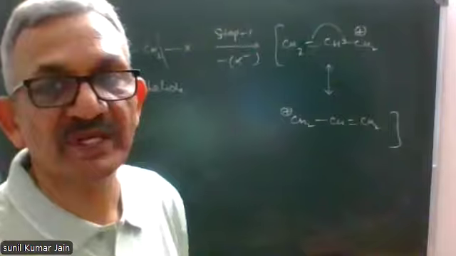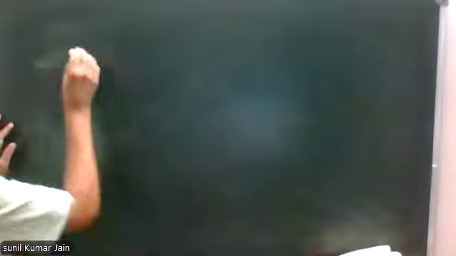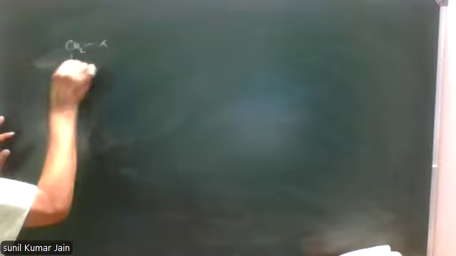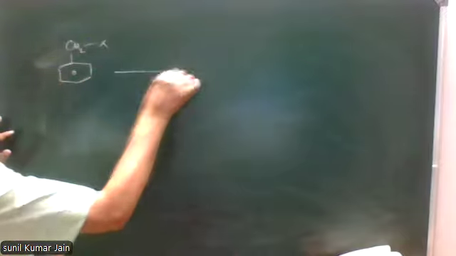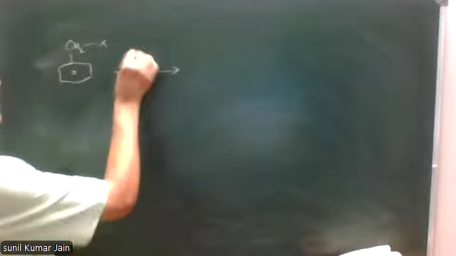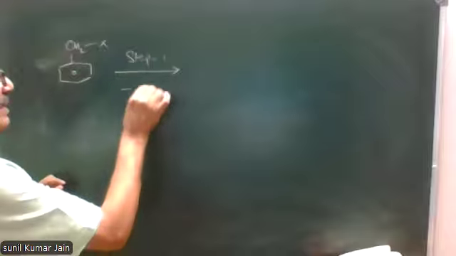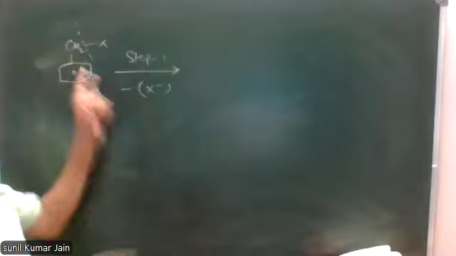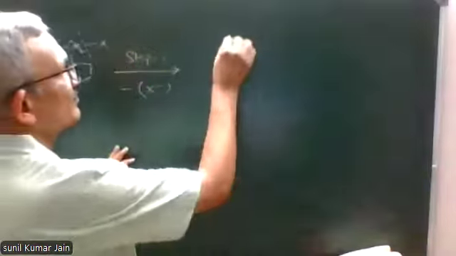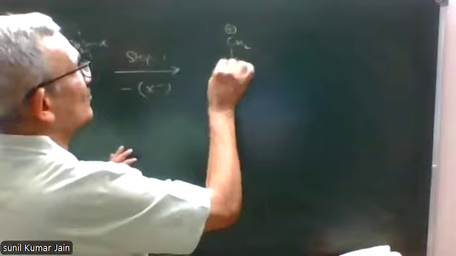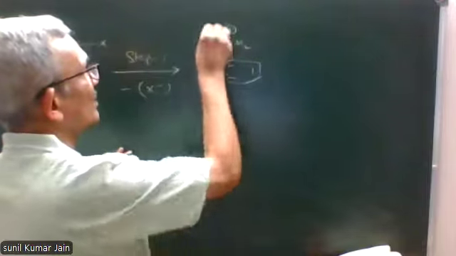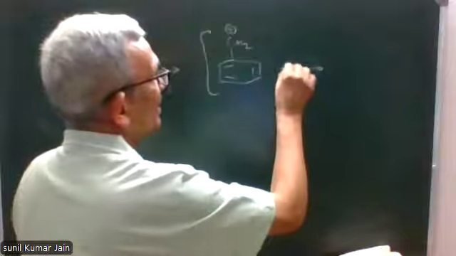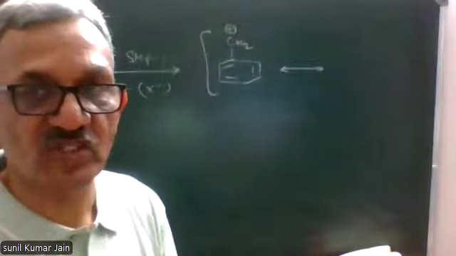The second exception is primary benzylic halide. This is primary benzylic halide. Step 1. This bond breaks, the halogen leaves as a halide ion, and this leads to the formation of a primary benzylic carbonium ion. But this carbonium ion can stabilize itself through resonance.